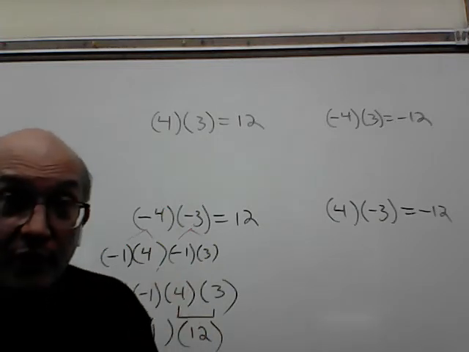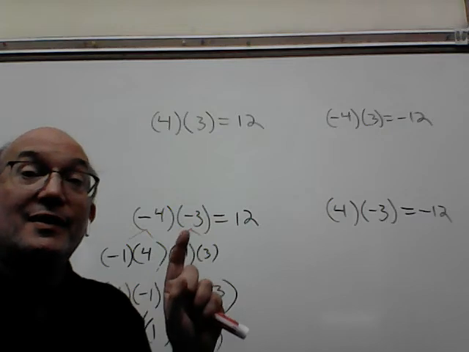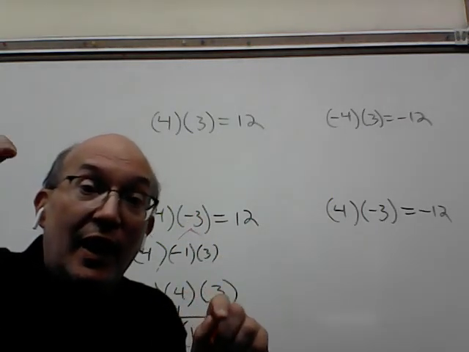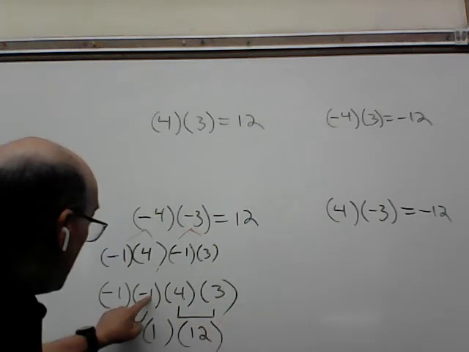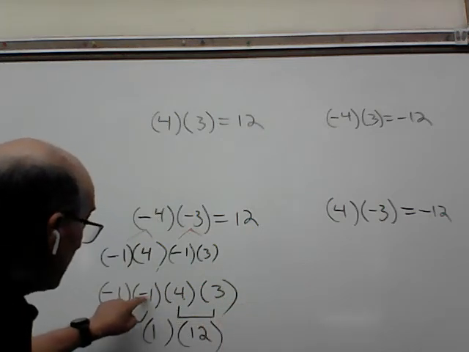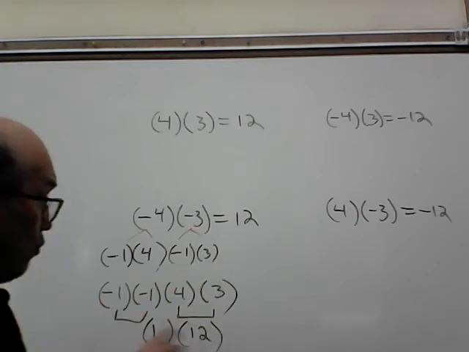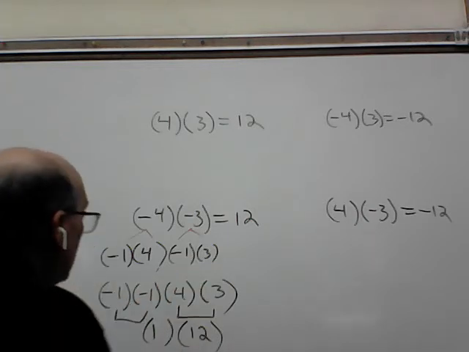Not because of the rule, because that's what we're trying to prove, but because we've proven that -1 times a number is the opposite of the number. So -1 times -1 is +1, which is the opposite of this -1 here. And 1 times 12, of course, is 12.